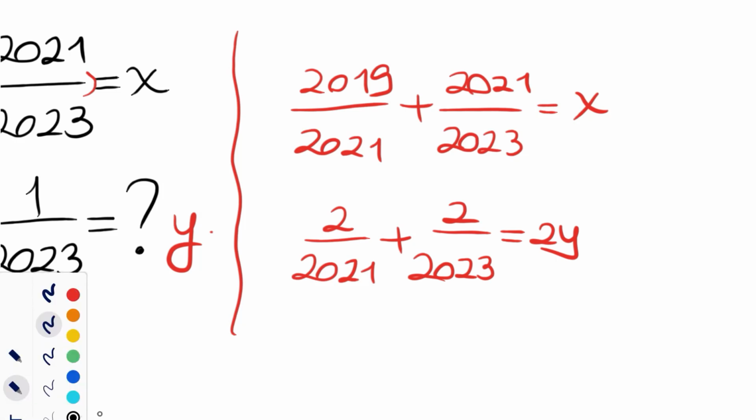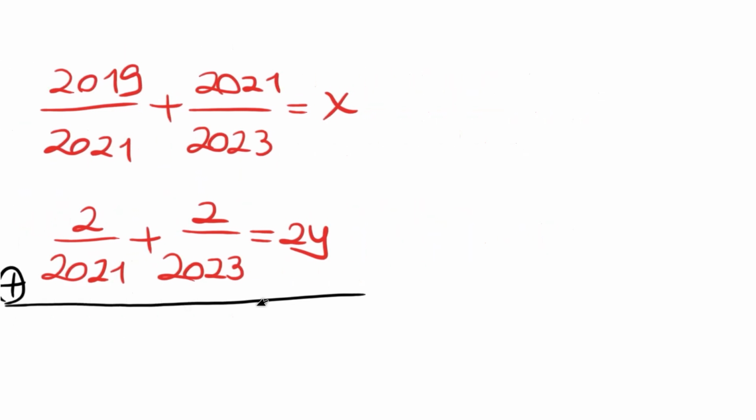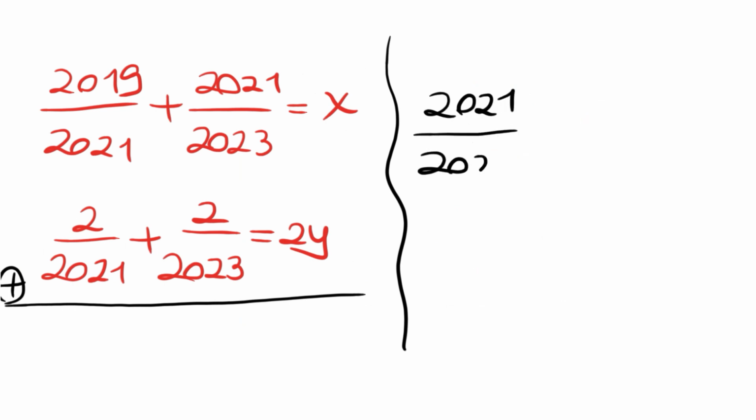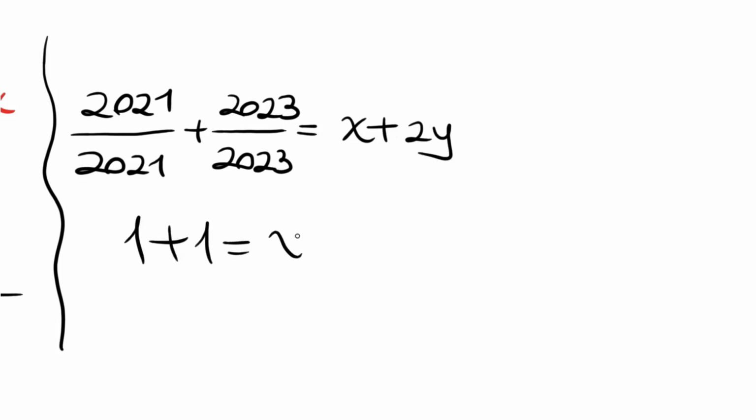So if we add these two expressions, we will have just 2021 divided by 2021 and 2023 divided by 2023, and here we will have x plus 2y. This is 1 and the other one is equal to 1, is equal to x plus 2y.